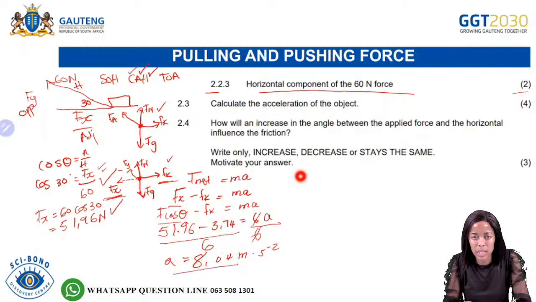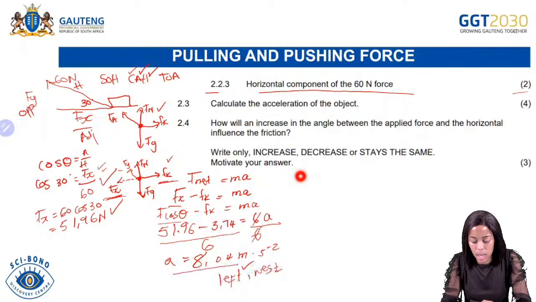The direction. The direction will be what? It was moving in which direction? It was moving either to the left or it's going to be west. So maybe we can just stick with 8,04 meters per second squared to the left. So this question has a total of how many marks? A total of 4 marks.